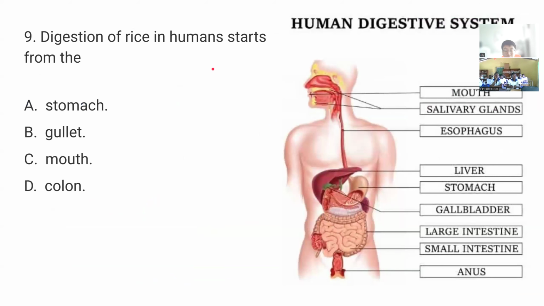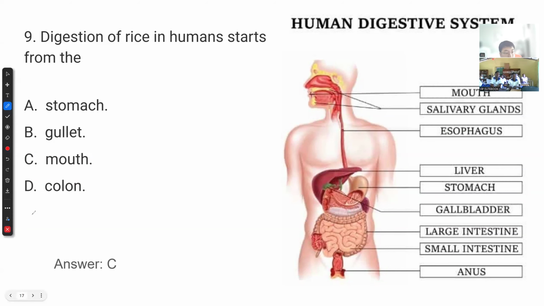But we're moving on to the digestive system. Digestion of rice in humans starts from the... Does anyone know the answer to this question? Does it start from the stomach, the gullet, the mouth, or the colon? I think I heard C, and that would be correct. C is the correct answer. Digestion starts from the mouth as food is taken in.